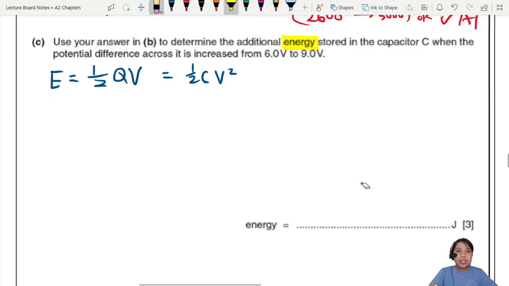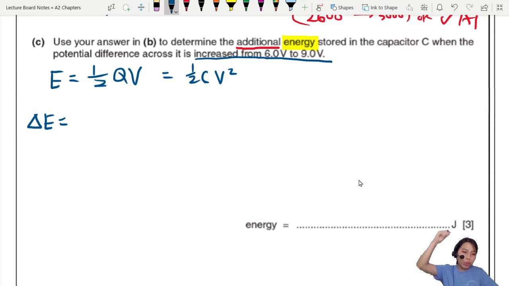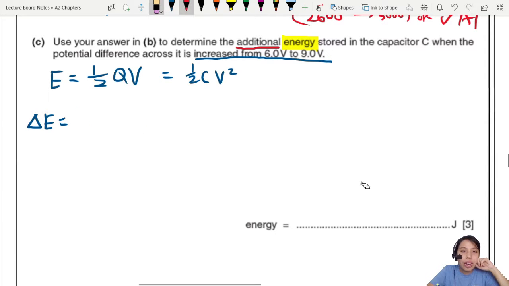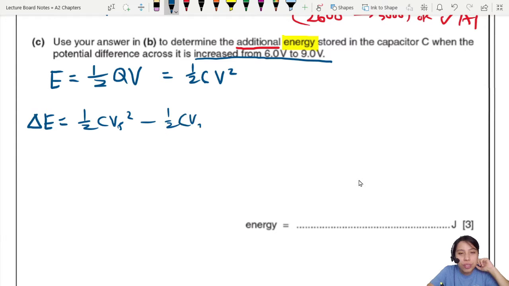But they want you to find the additional energy stored when the potential difference is increased from 6 to 9 volts. So there's going to be a change in potential difference, so here you have delta E. Which one should you use? You can use the one that is less work for you. So we're going to use half CV squared. So delta of half CV squared is like saying half CV final squared minus half CV initial squared.